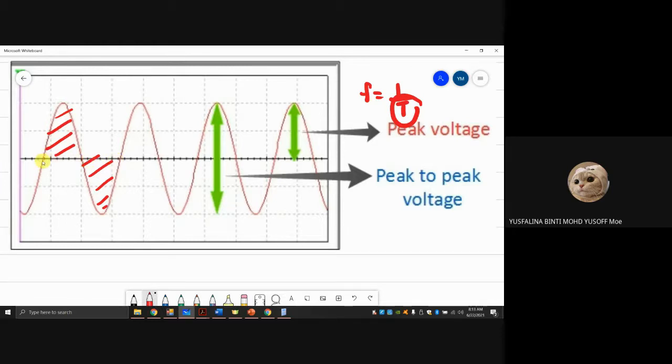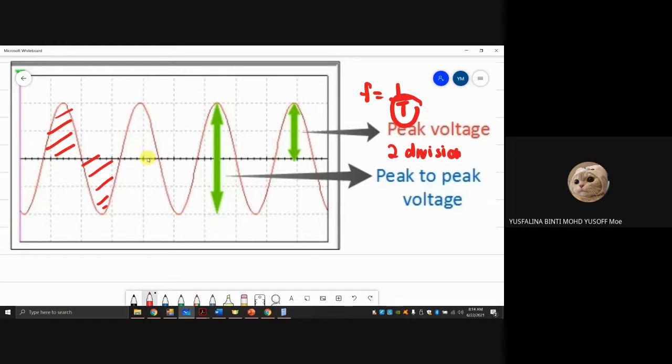So how do you know how many divisions there are here? From here to here is one division, and from here to here is another one division. So actually you already have two divisions. But from the graph, you can see there is an extra bit here. One division is from here to here, but there is extra. This one is 0.2. How do I know this one is 0.2? Because this is equal to one division.